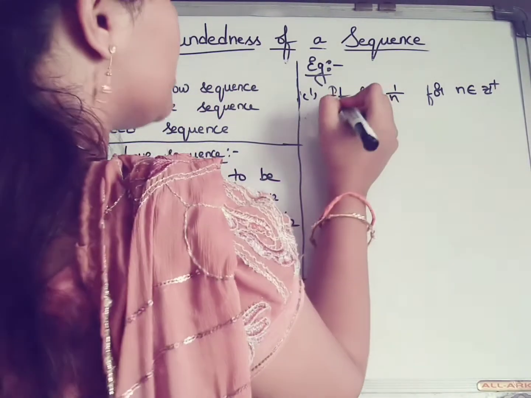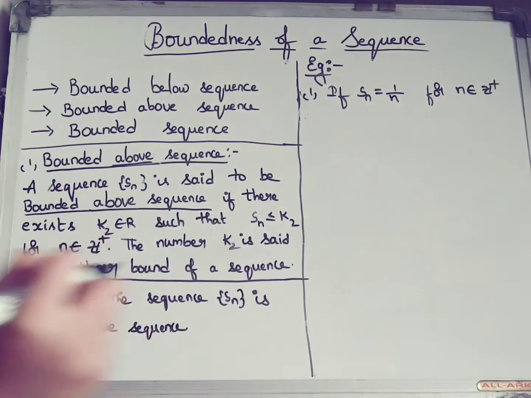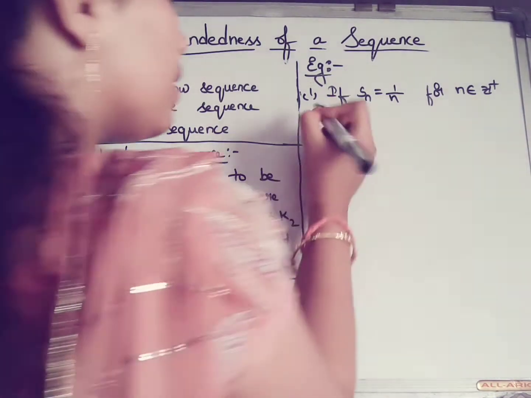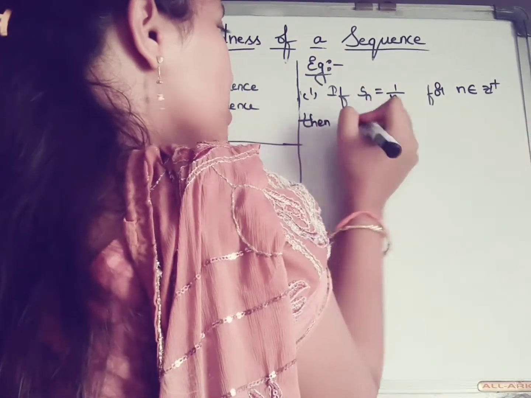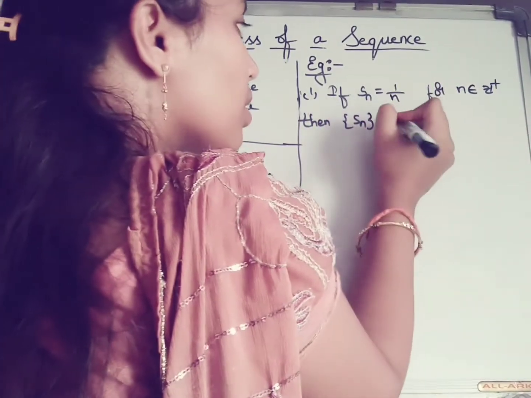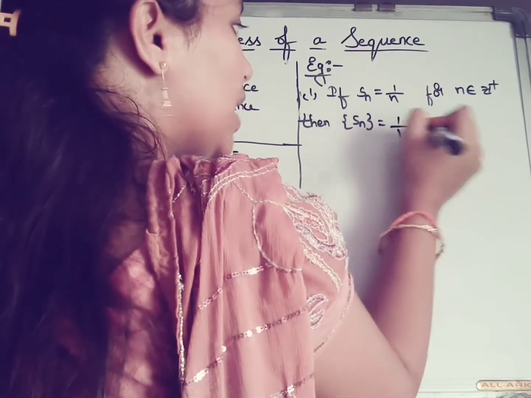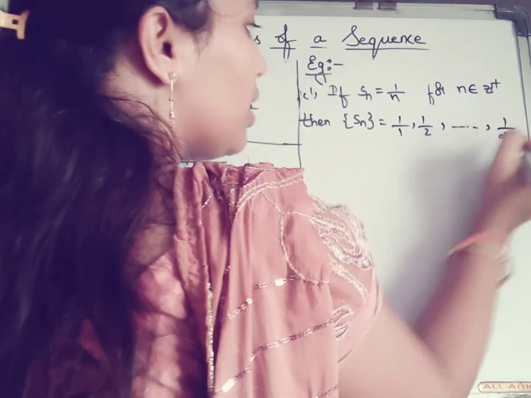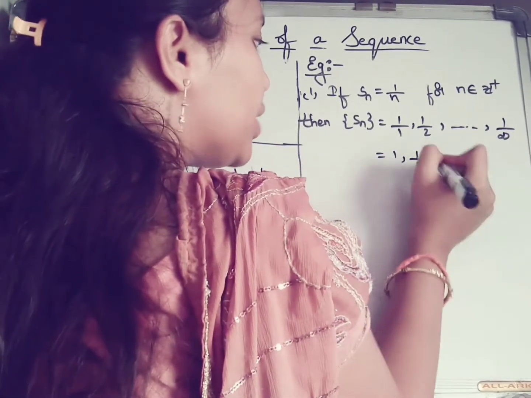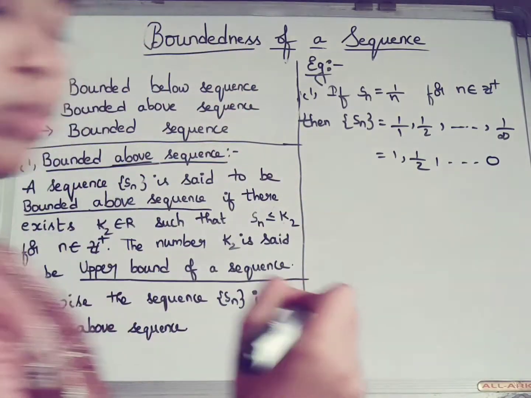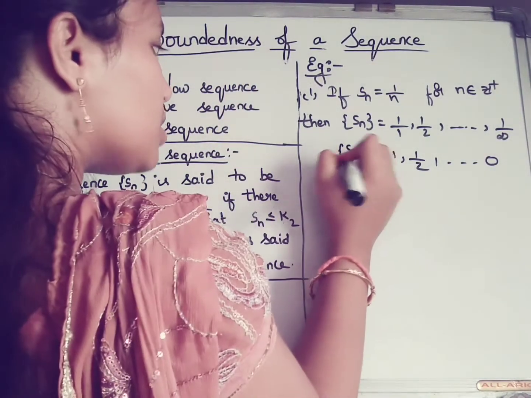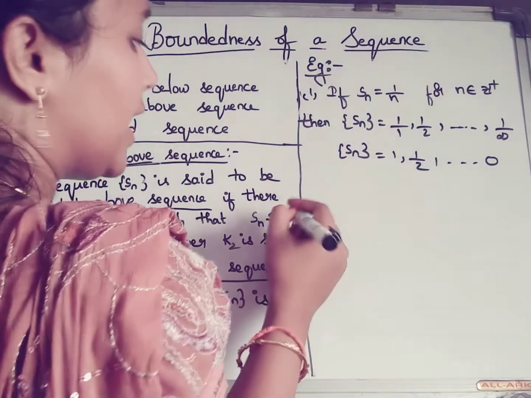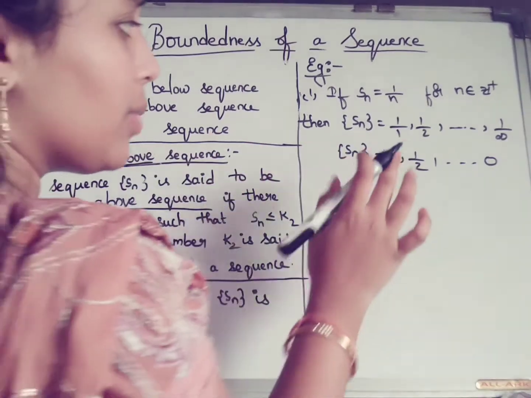What is the example here? I am considering here, if Sn is equal to 1 by n for n belongs to Z plus, then we can find the sequence. Put n equals 1, 1 by 1, n equals 2, 1 by 2, up to infinity, positive integers, 1 by infinity. 1, 1 by 2, and 1 by infinity is nothing but 0. Here we need to find the greatest term, and that term should be a real number.